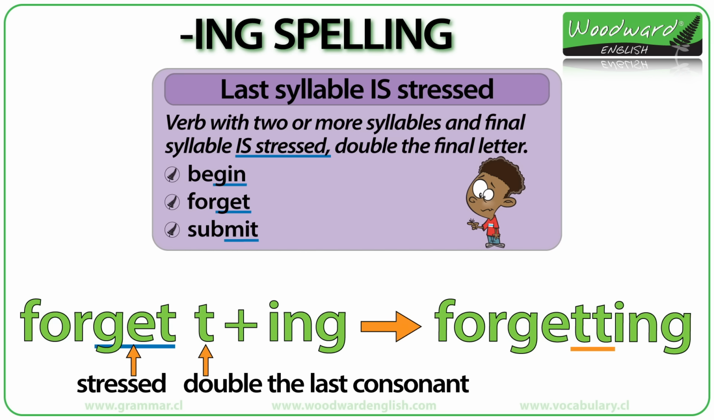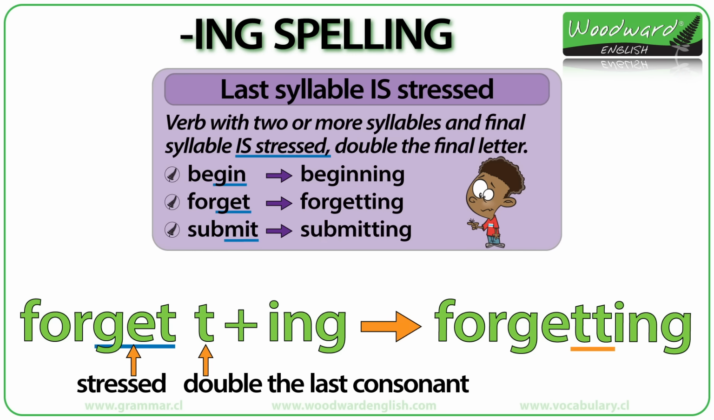Listen to how the last syllable of each verb is stressed. Begin, forget, submit. Listen to where the stress is again. Begin, forget, submit. The last syllables are stressed, so we have to double the final consonant and add an ing to the end of each. Begin becomes beginning. Forget becomes forgetting. Submit becomes submitting.